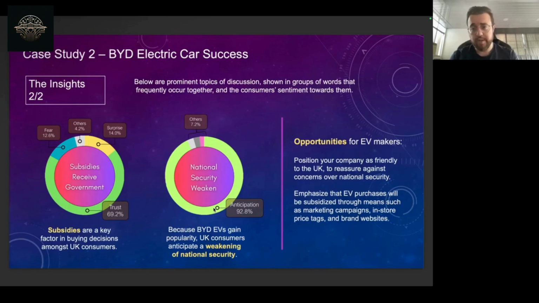So basically, your car is £5,000 cheaper just because it's electric and it's paid by the UK government. So obviously, it's a major decision when it comes to buying. So this is something that you can consider being a company that is considering selling electric cars in the UK. Let's look at the other one. The other one says national security weakened, right?